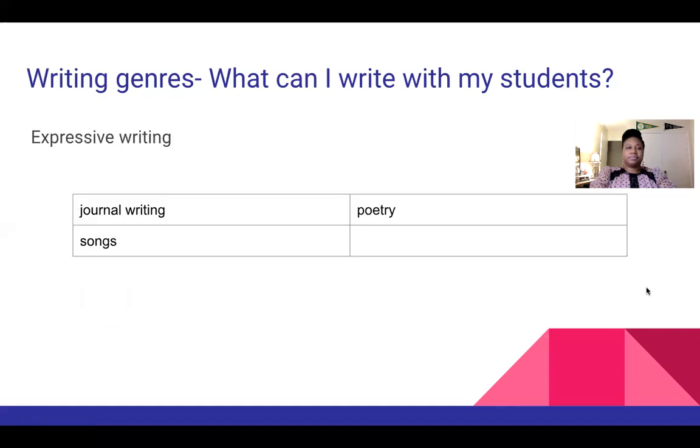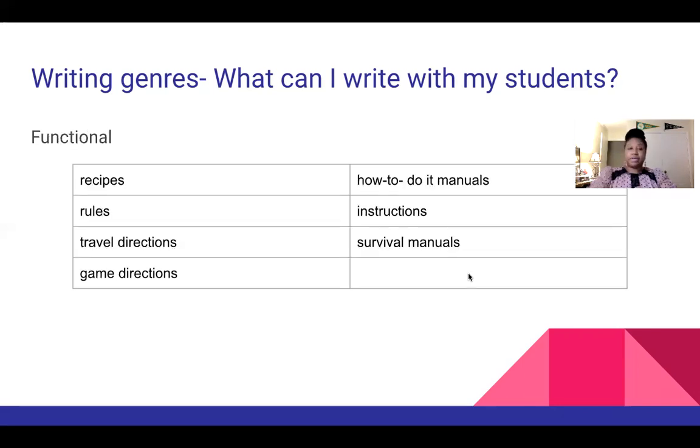Let's take a look at another. Expressive writing. This is journal writing, like we saw the other children in the previous slide. They can write songs and poetry. Alliteration is great for them, acronyms, different things like that. It's a lot of fun for them to get a chance to write during expressive writing time, during independent writing, or any other writing time. Functional writing. You can have recipes written, rules, travel directions, game directions, instructions, how to manuals, and survival manuals as well.